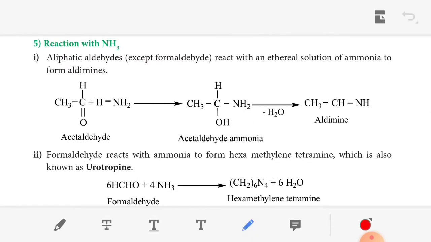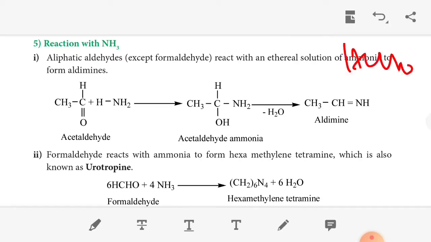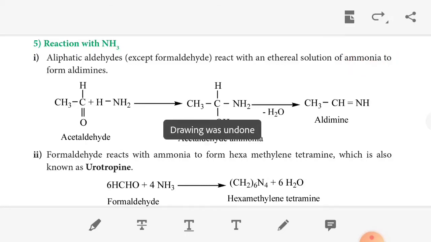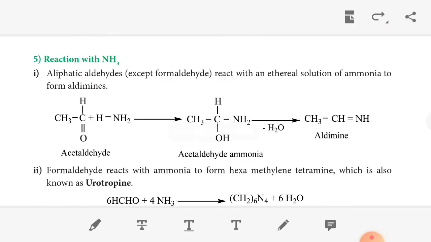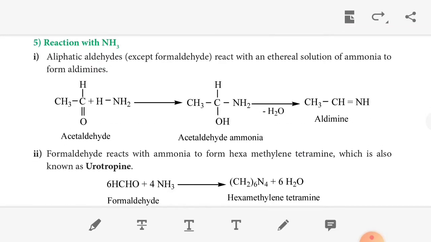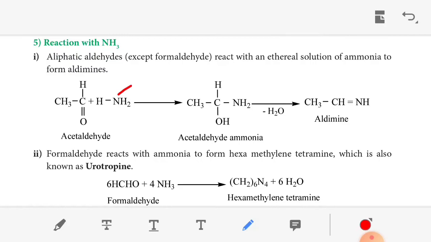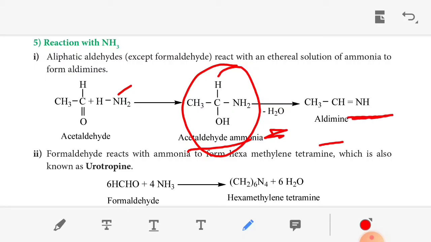The next one, reaction with ammonia, that is amine. Aliphatic aldehyde except formaldehyde, because formaldehyde is HCHO, reacts with the ethereal solution of ammonia to form aldimines. This is acetaldehyde. Then it reacts with NH3 to form acetaldehyde ammonia. CH3 CHO, acetaldehyde reacts with ammonia to form acetaldehyde ammonia. With the removal of a water molecule, we get a compound aldimine, CH3 CH double bond NH.